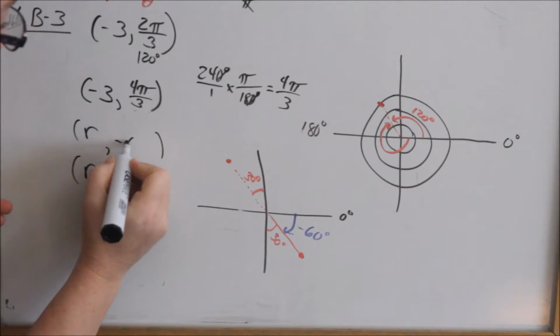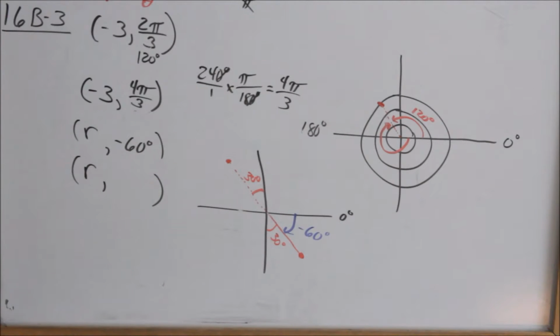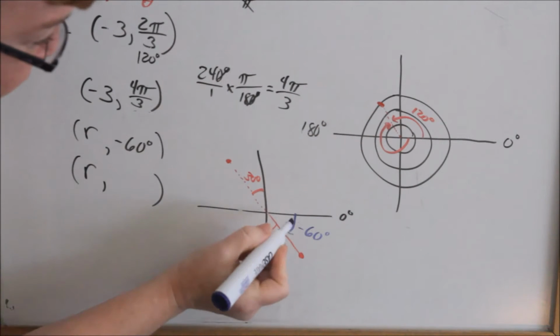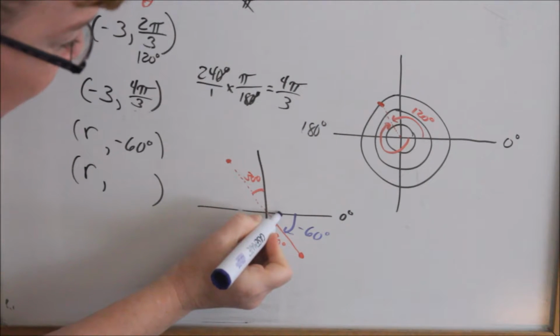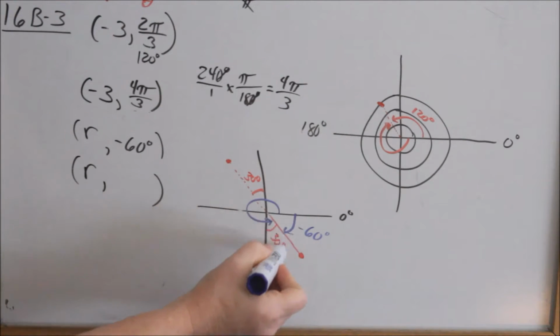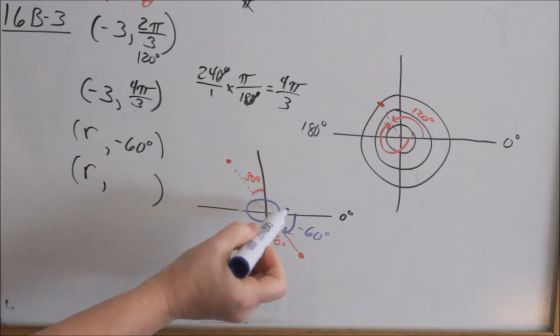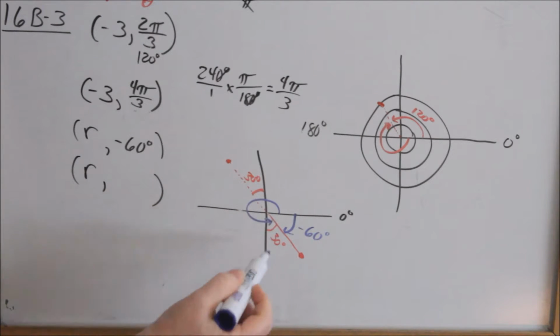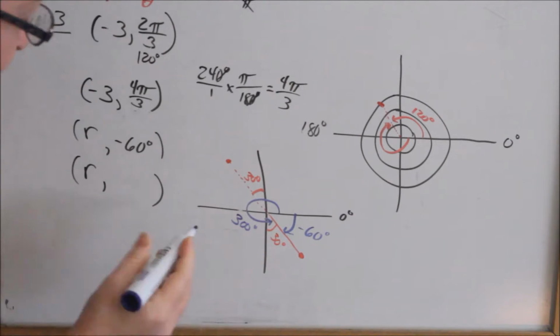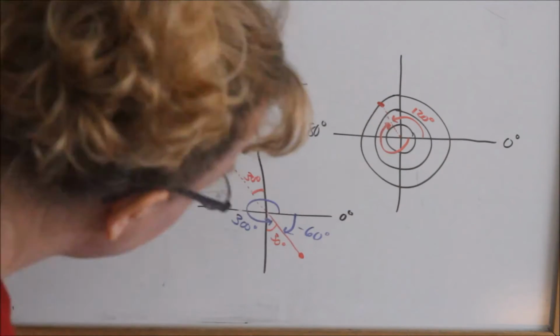It doesn't matter which one you do first. That was my clockwise direction. Clockwise is always going to be your negative. So now I need the counterclockwise direction, starting at 0 and going counterclockwise. If this piece is 60, then going in the counterclockwise direction, that whole angle would be 300, because there are 360 degrees in a circle.